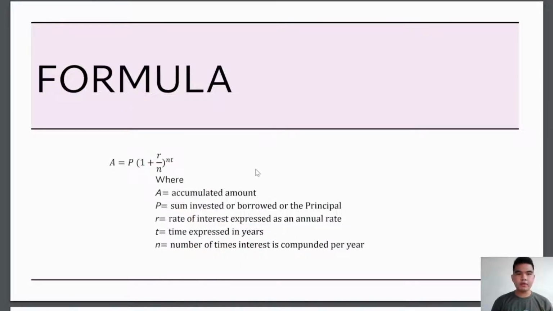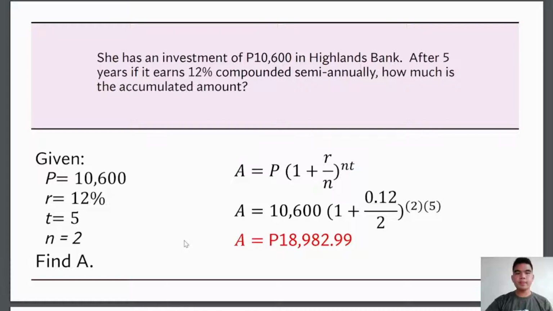So, the formula for compound interest is A = P(1 + R/N)^(NT), where A is equal to the accumulated amount, P is equal to the sum invested or borrowed or the principal, R is equal to the rate of interest expressed as an annual rate, and T is equal to the time expressed in years. And N is equal to the number of times interest is compounded per year. So now, let's answer her problem.